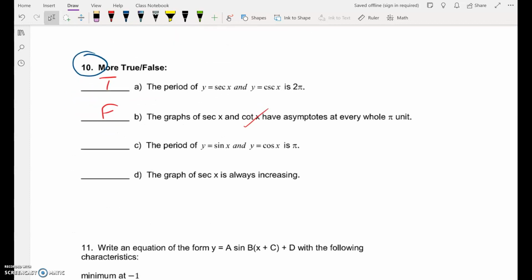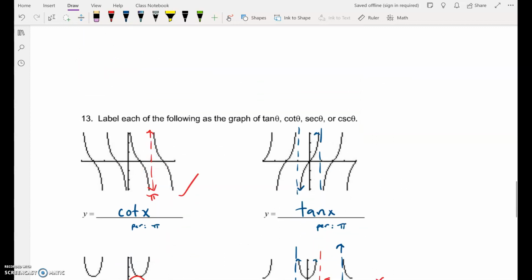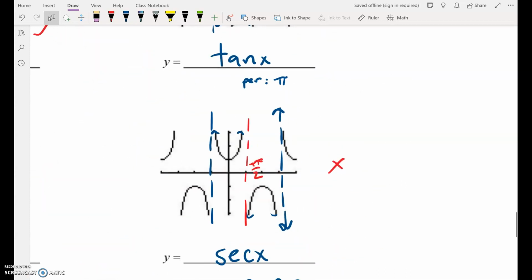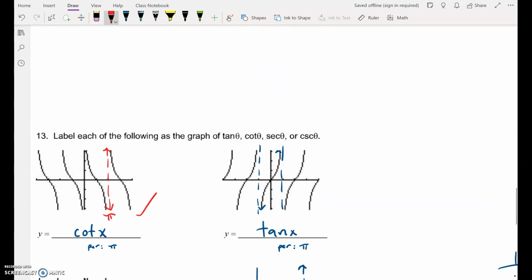The period of sine and cosine is pi. Heck no. Whoops, I just said heck no and wrote a T. We know the period of sine and cosine is 2 pi. The graph of secant is always increasing. I go to secant, it's down here again. Is this graph always going up? No, it's clearly going down right here and right here. It's going up right there and right here, but it has some parts where it's going down, so that's false.